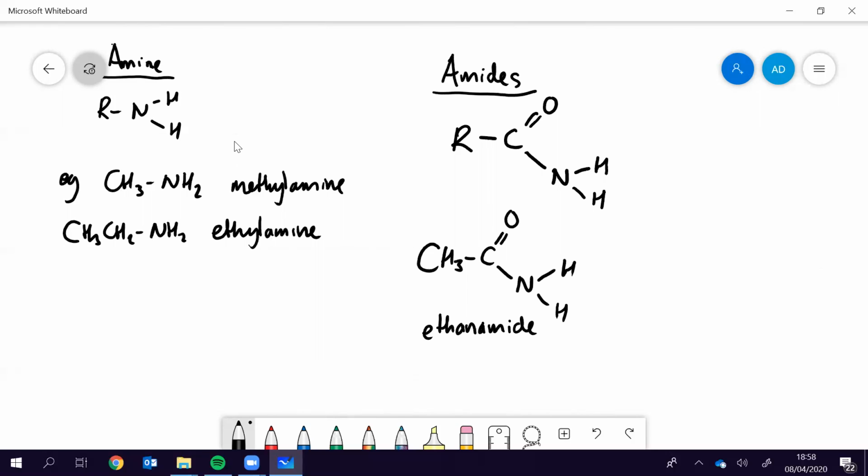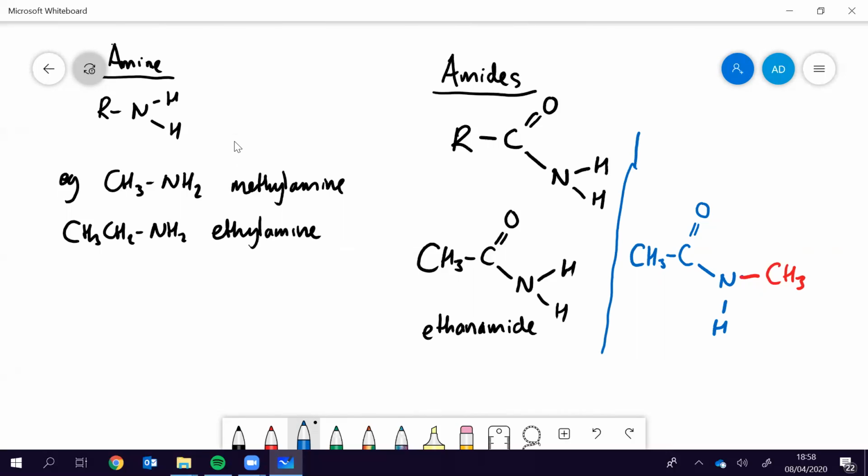Right, and just to remind you, what did we have last time? We had the product in the addition elimination reaction. We had this, but here we had a methyl group attached. So this is called an N-substituted amide. This one here. This is not an amide, this is an N-substituted amide.